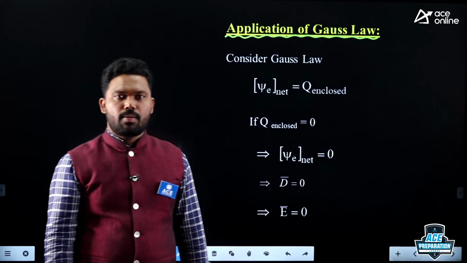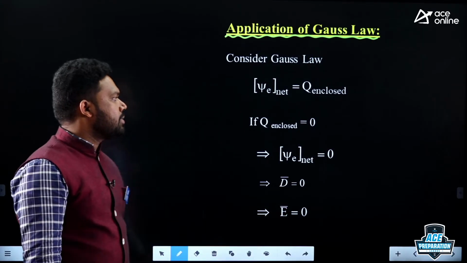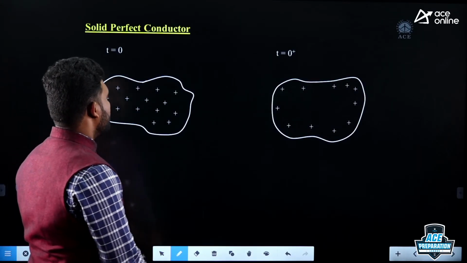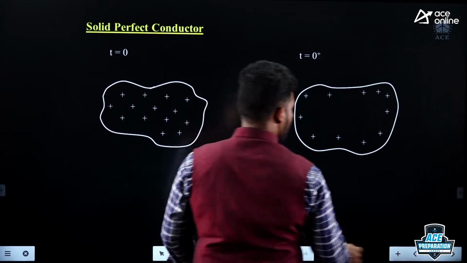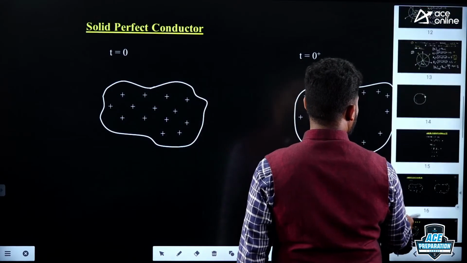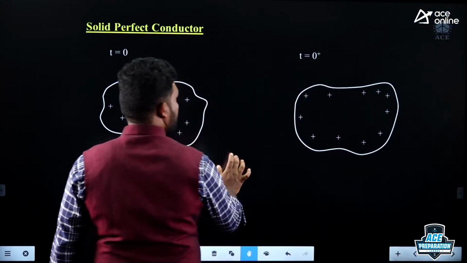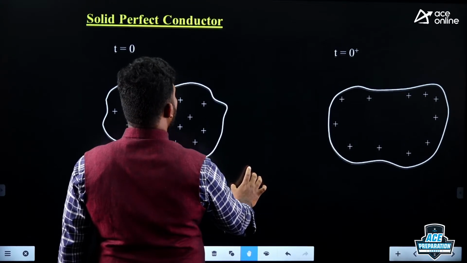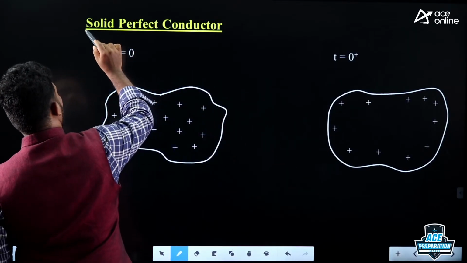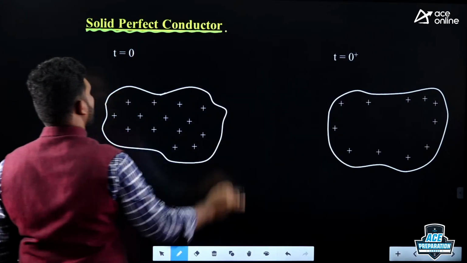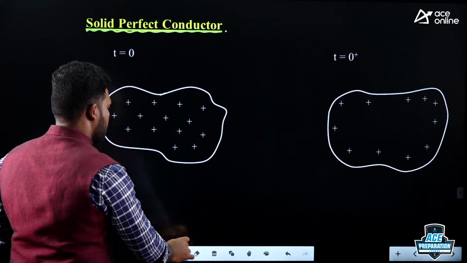If the charge enclosed is 0, flux is 0, net flux density is 0, electric field is 0. This is a simple observation. From here, let us take a very interesting example. Now let us take what is called a perfect conductor. So here is a perfect conductor. At time t equal to 0, I have placed some charges on the conductor.